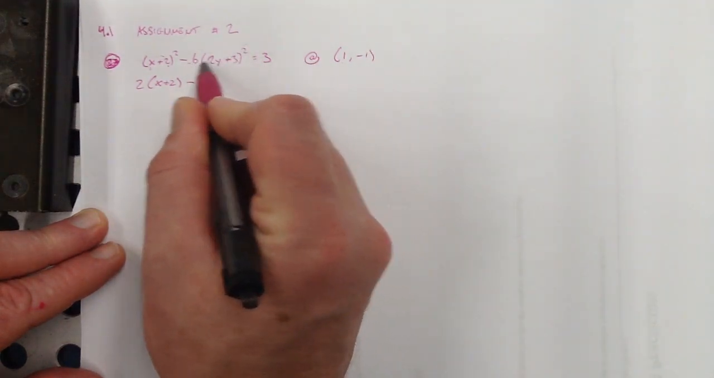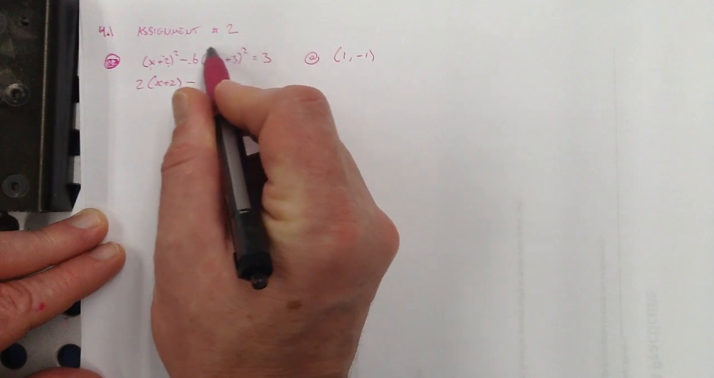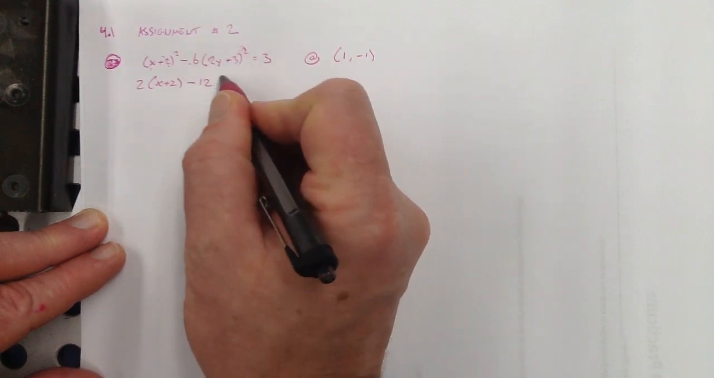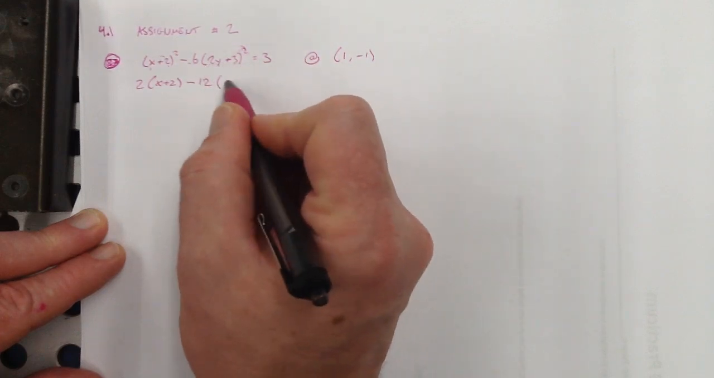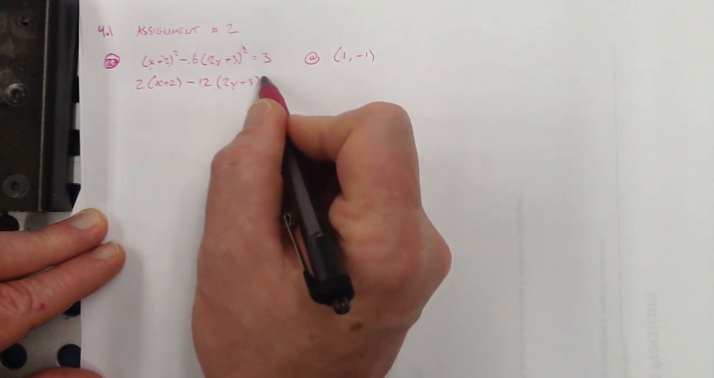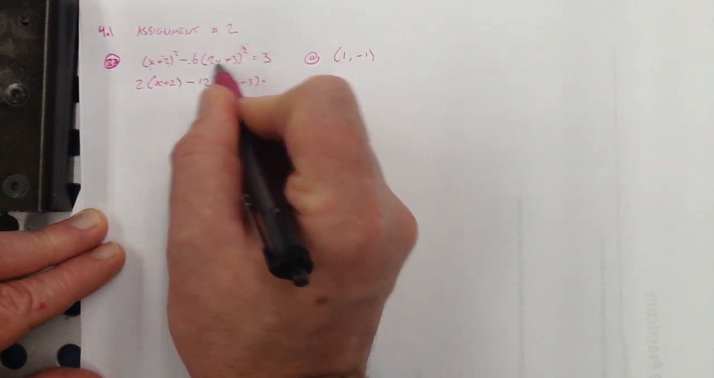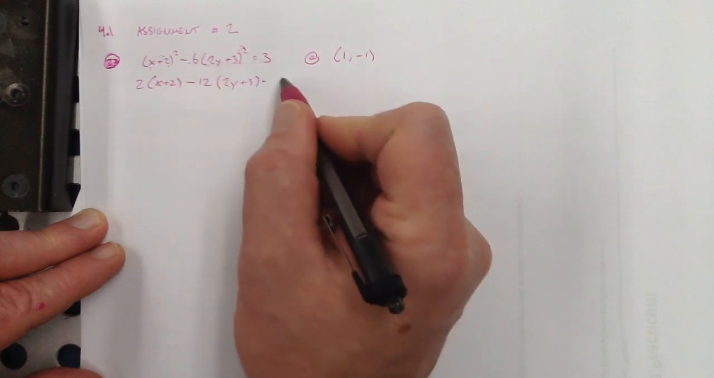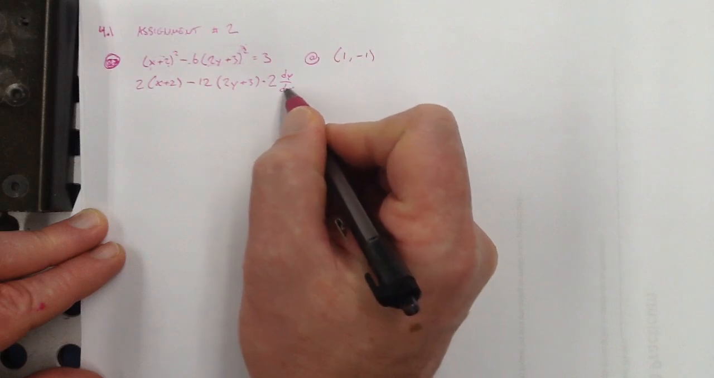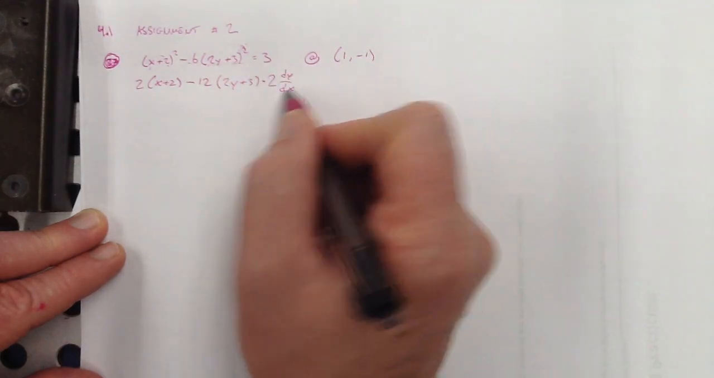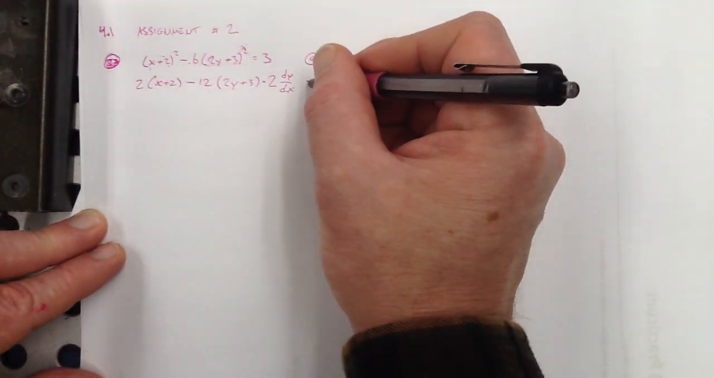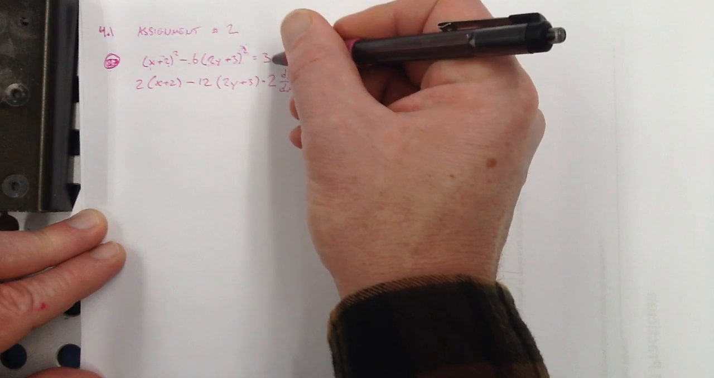Minus 6, and then I have to square it here, so when I take the derivative of that using the power rule, that's going to slam down into that 6, make it a 12, times this to the first power times the derivative of what's inside. The derivative of 2y is 2 dy/dx, and the derivative of the 3 is 0, so plus 0. Okay? Derivative of this 3 is also 0.